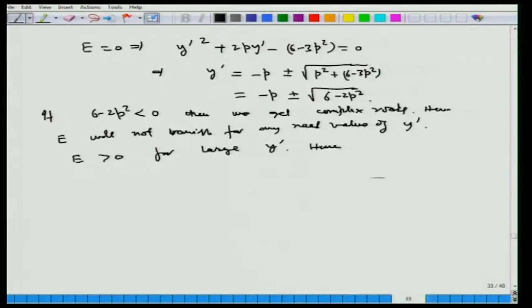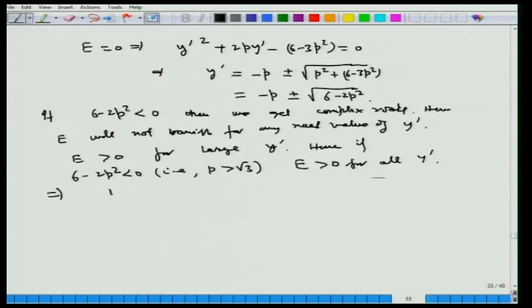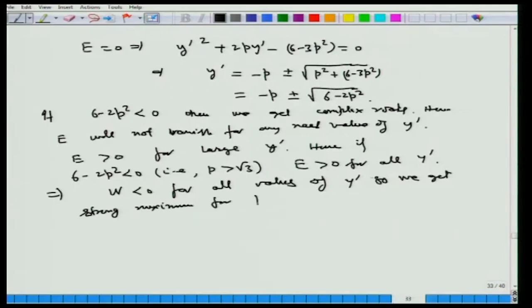Hence, if P is such that 6 minus 2P square is negative, that is P greater than root 3, E will be positive for all y prime. And so, this will imply that W is negative for all values of y prime. So, we get strong maximum for P greater than root 3. So, that is the first case.